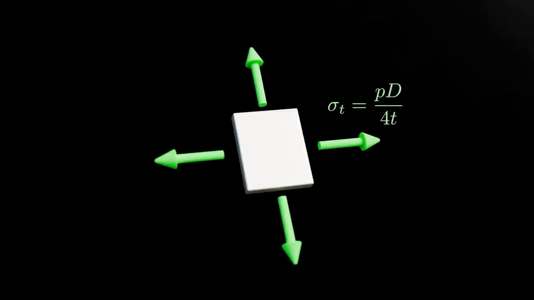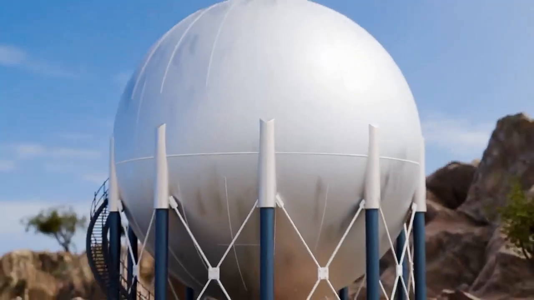Their shape distributes stress evenly in all directions, resulting in a maximum stress that's half the maximum stress in a cylindrical pressure vessel. In theory, a spherical vessel could be half the thickness of a cylindrical one for the same internal pressure.